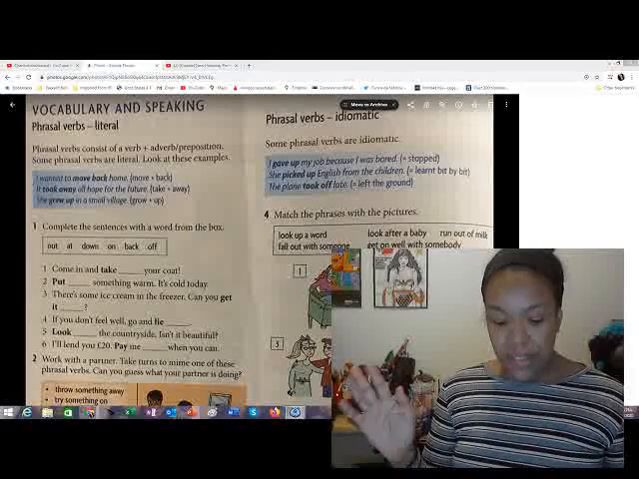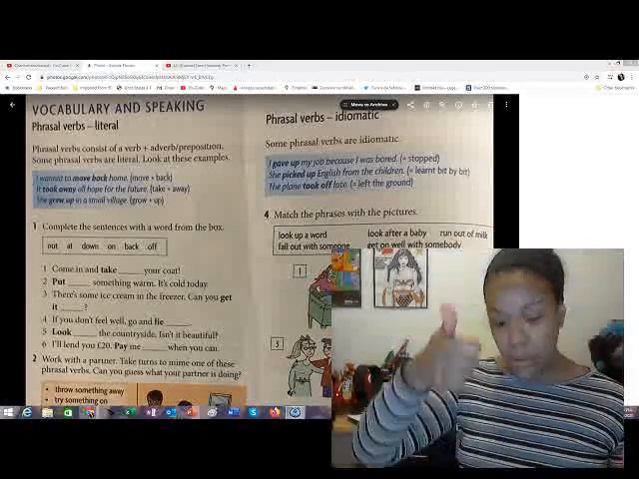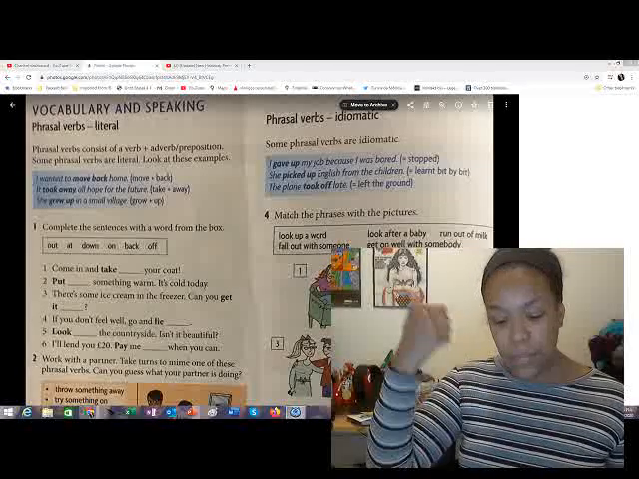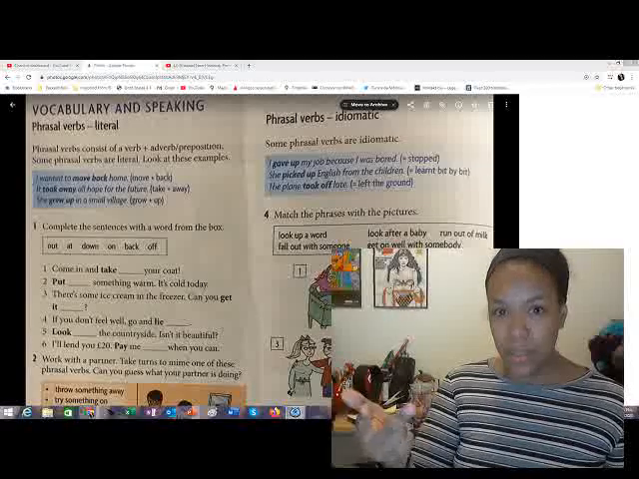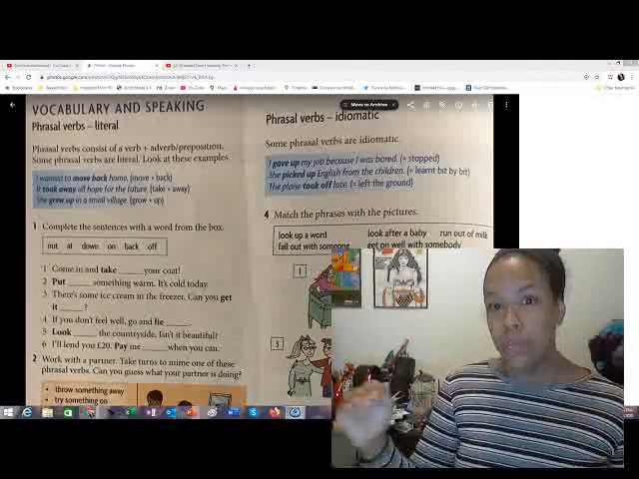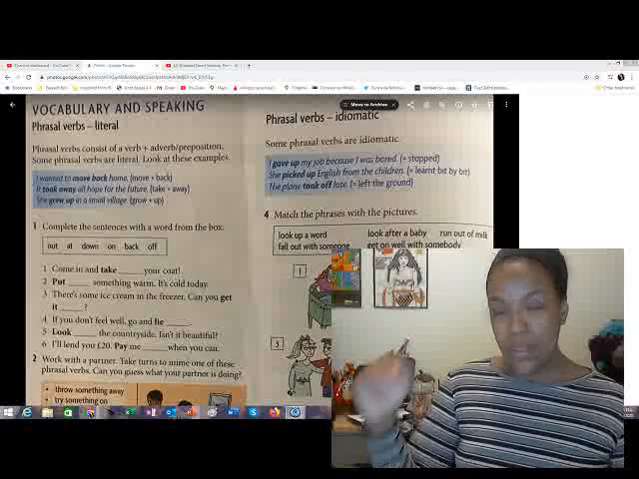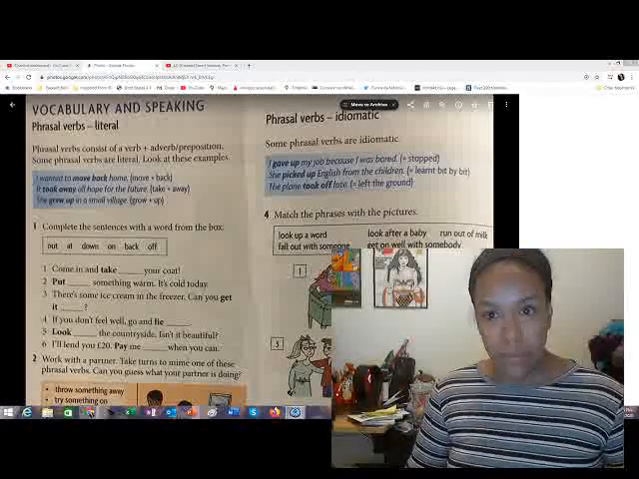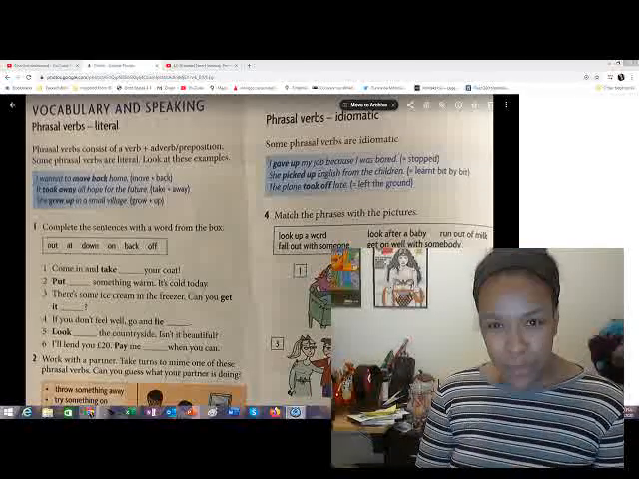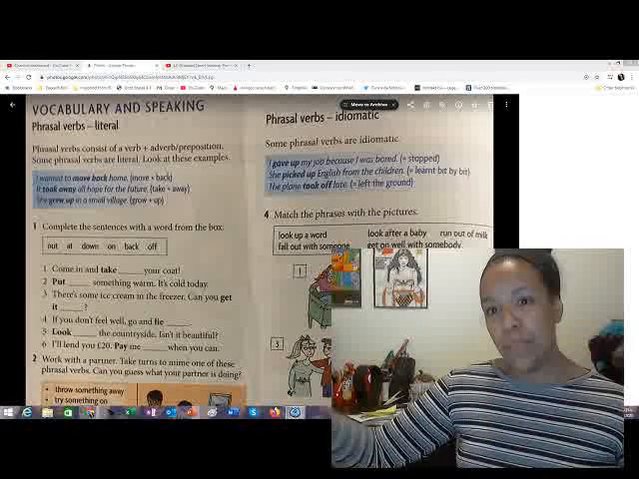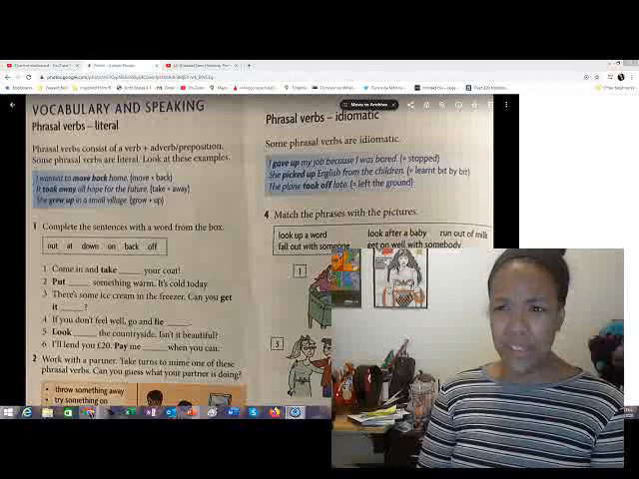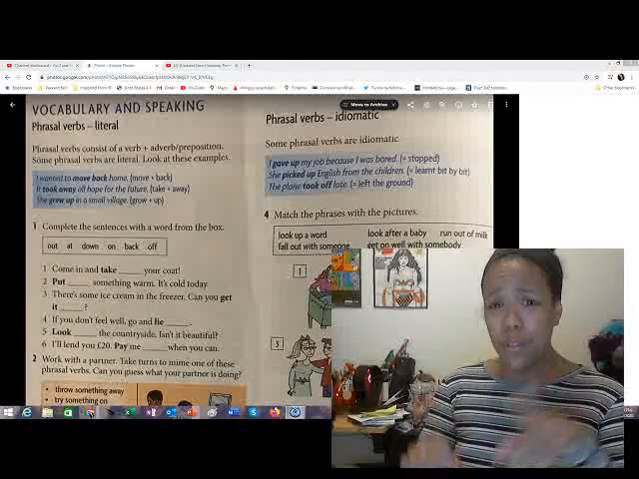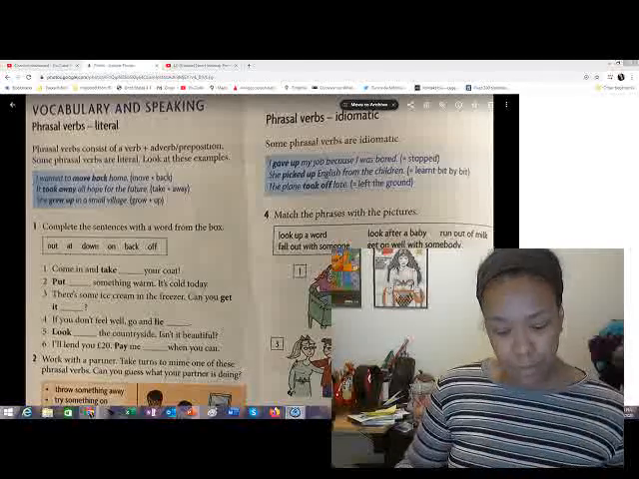Those are the only possibilities here. Lie out in the sun, lie down, or lie back. You can also lie on the bed before you fall asleep. Lie on the bed. Lie on the floor, which is probably not the most comfortable. You would rather lie on the bed before you go to sleep.